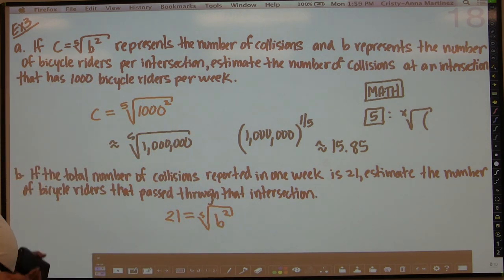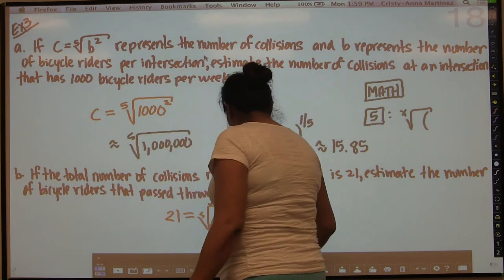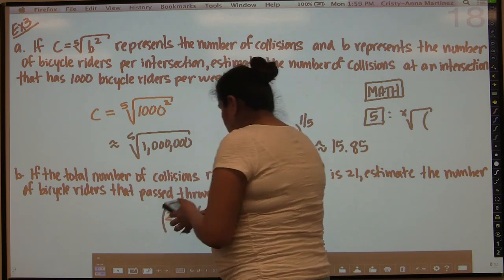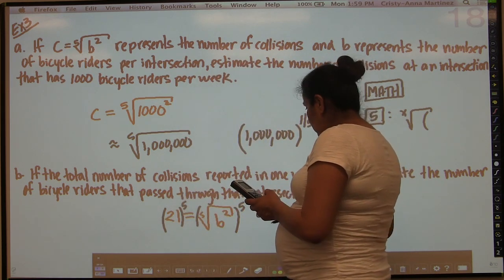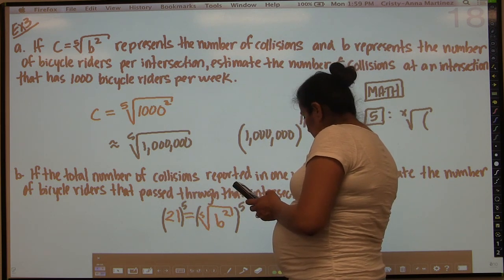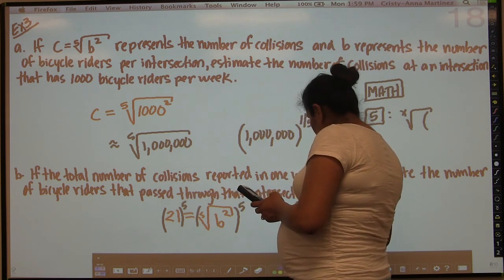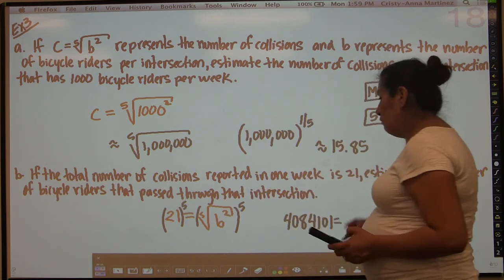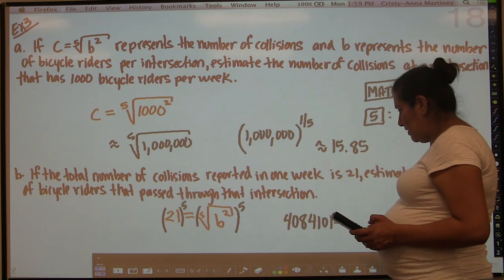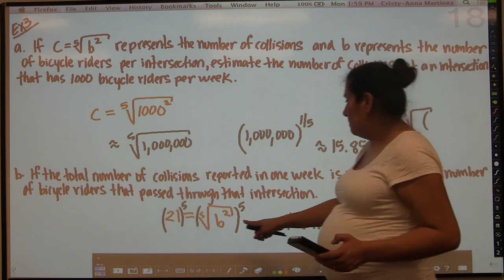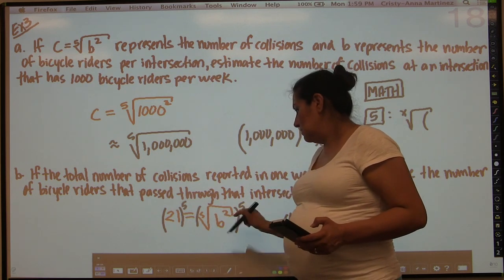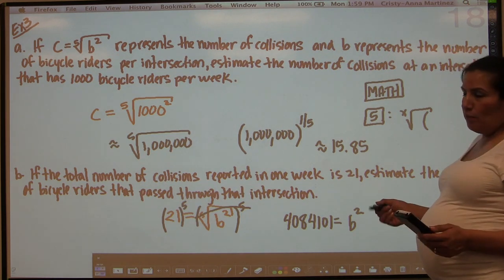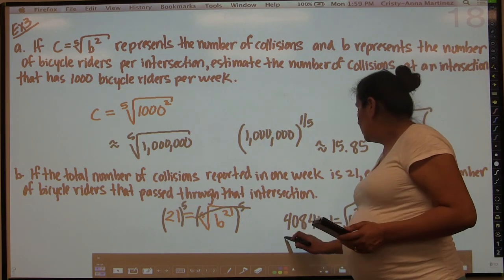But this is where we are going to take and raise both sides to the 5th power to get rid of the 5th root. So 21 to the 5th power is a really big number. It is 4,084,101. And on the right-hand side, we're going to have b squared, because the fifth root and the 5th power out here canceled, so the radical is no longer there. All that's left is b squared. To get rid of b squared, I think we all know how to do that. We take the square root.